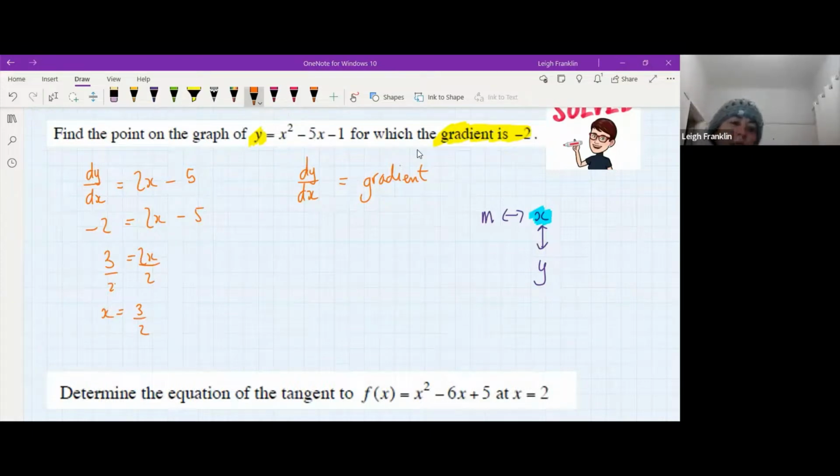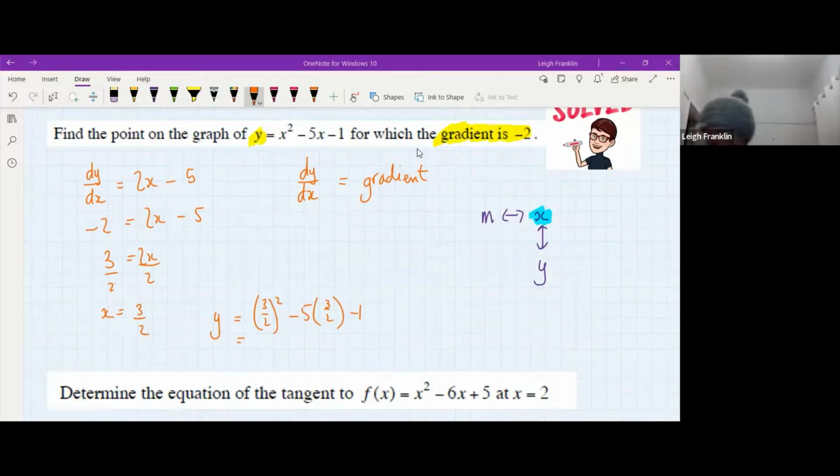Okay, and now that we know what x is, we can then go and work out what y is. So y is going to be equal to 3 over 2 squared minus 5 times 3 over 2 minus 1, whatever that is. Exactly. All right, so you're going to substitute the x in so that you can get your corresponding output.